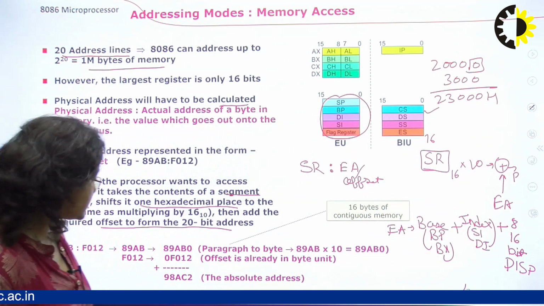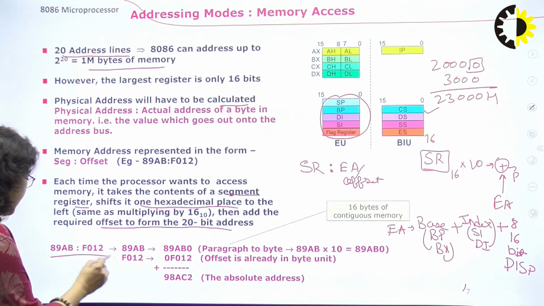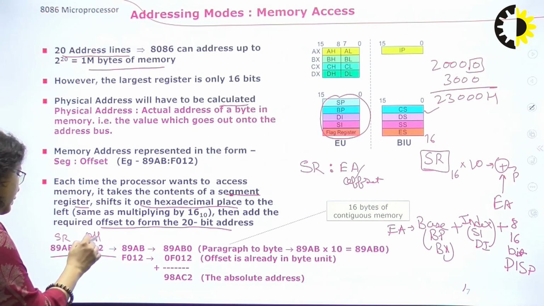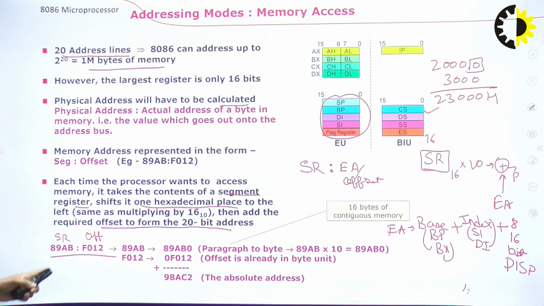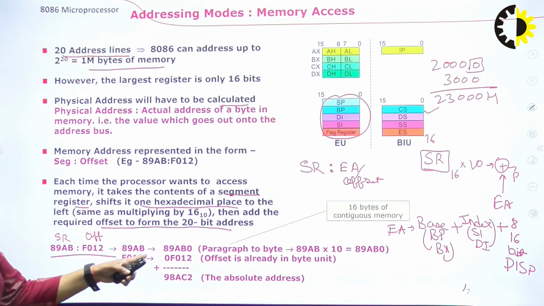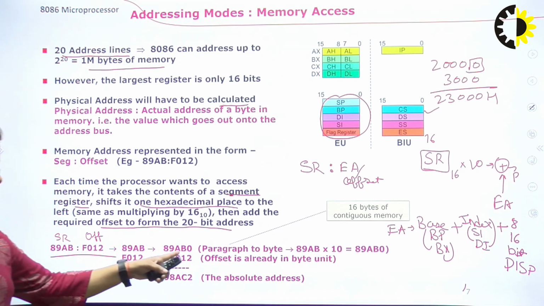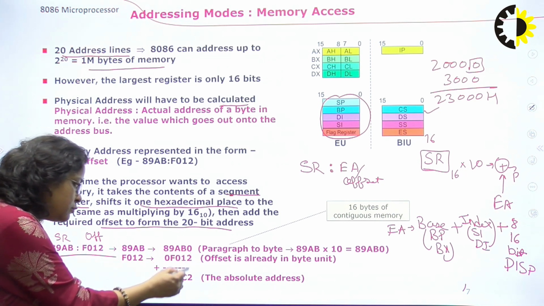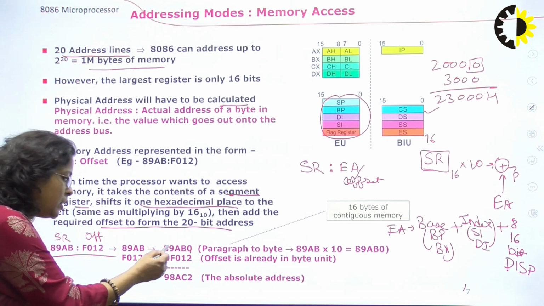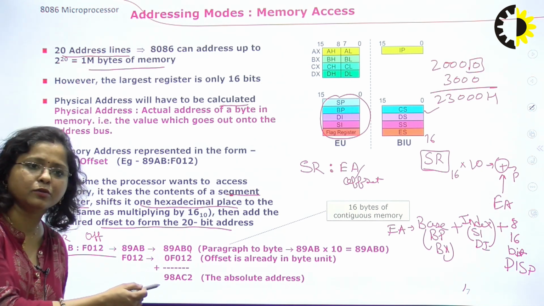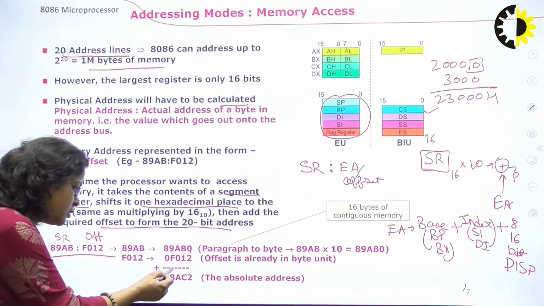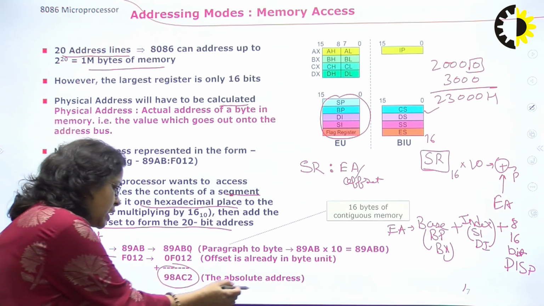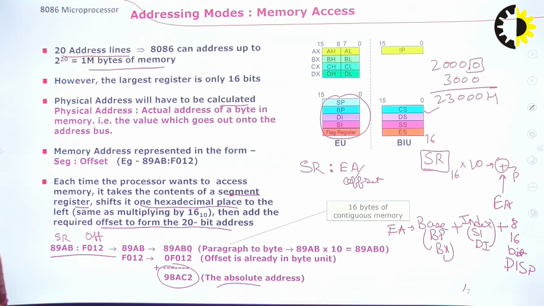We will take one more example. If the segment register value is 89AB and the offset value or effective address is F012, then the physical address will be 89AB shifted one place to the left, 89AB0, plus F012, that is the required value will be 98AC2. So this will be the required physical address, which is also called the absolute address of memory.